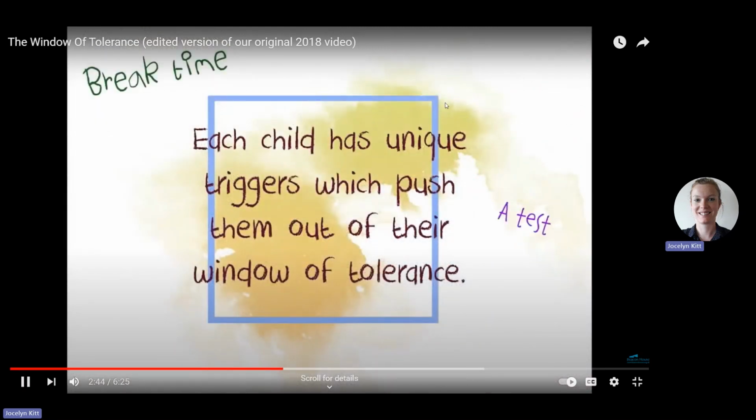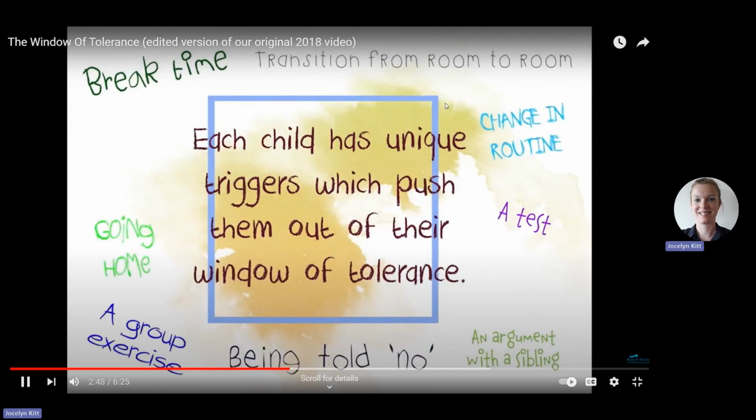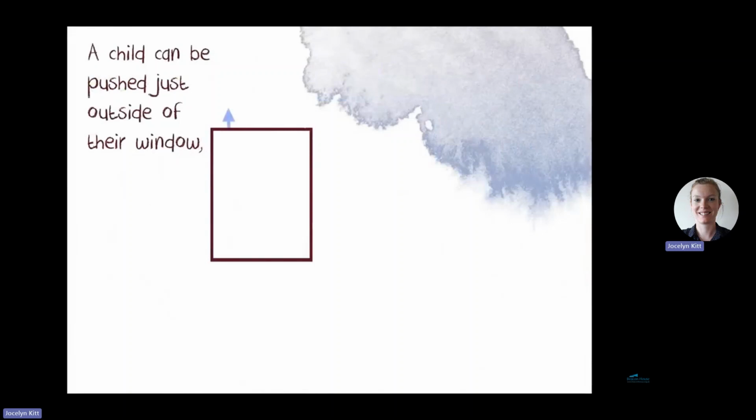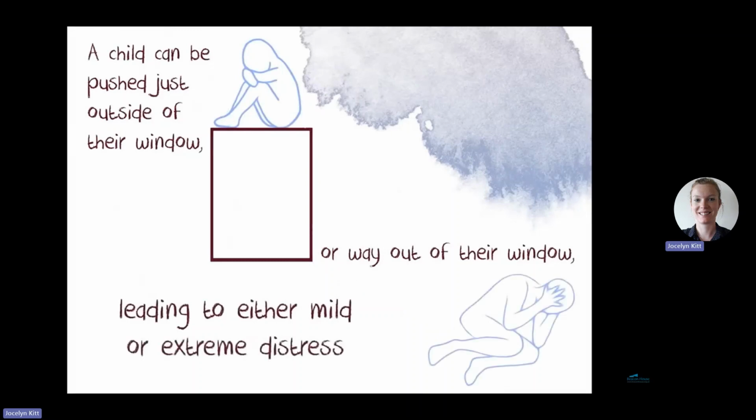Each child has unique triggers which push them out of their window of tolerance. A child can be pushed just outside their window or way outside their window, leading to either mild or extreme distress.